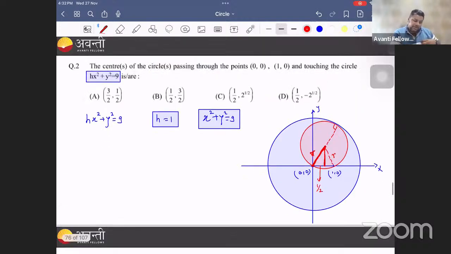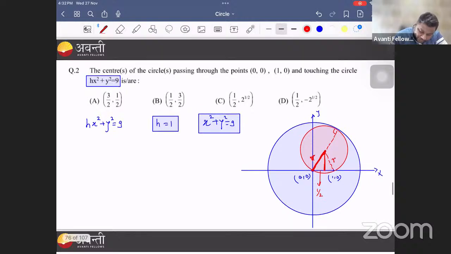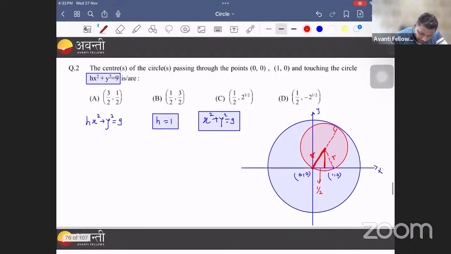Center of the circle passing through this and touching this circle x square plus y square equals to 9. Now, see, the center x coordinate will definitely be 1 by 2. Even if the circle is downwards, the x coordinate is going to be 1 by 2. Let us assume the y coordinate is some k. Got it?